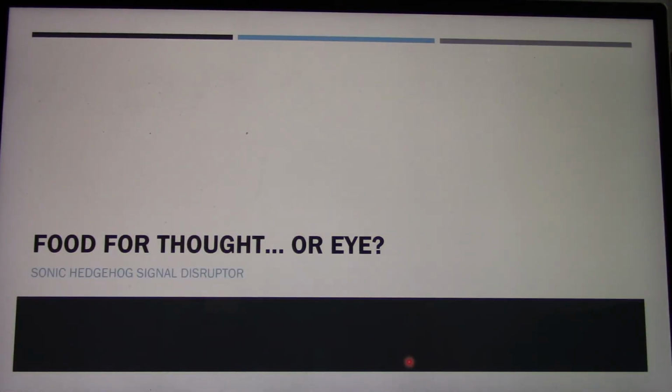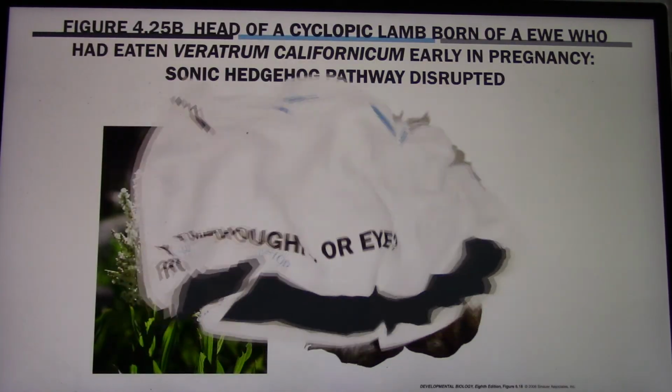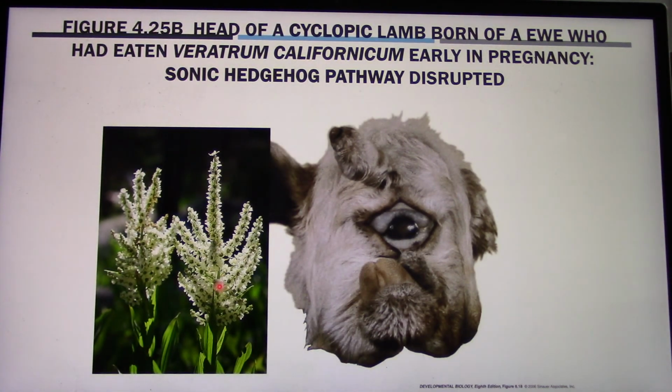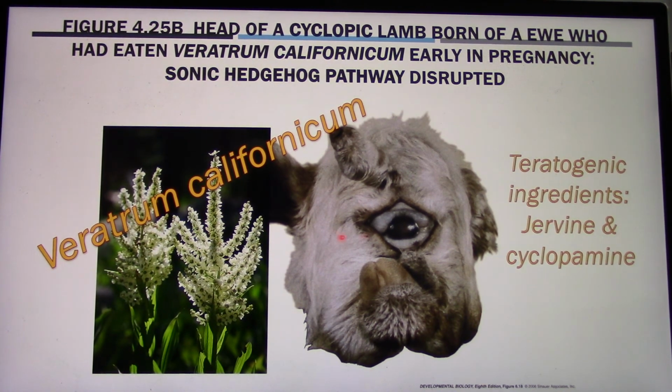So food for thought. Let's talk a little bit about sonic hedgehog signal disruption. So hedgehog is one of those 4 paracrine factors that we talked about when we talked about morphogens and how important morphogens were for signaling. So this is what happens when you disrupt sonic hedgehog in a developing lamb. So the mom ate this wonderful plant over here called Veratrum californicum, and it contains a couple of special ingredients that are teratogens, and those are gervine and cyclopamine.